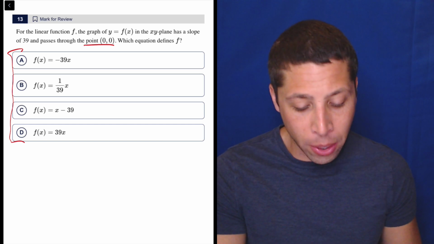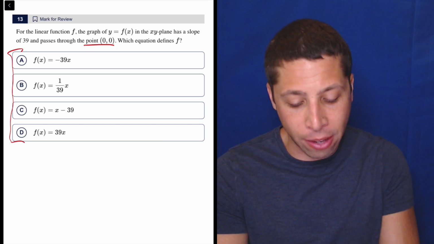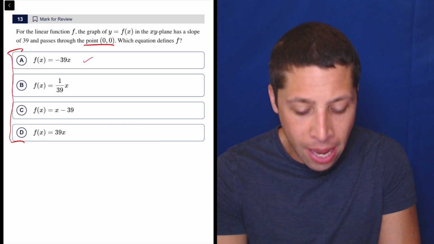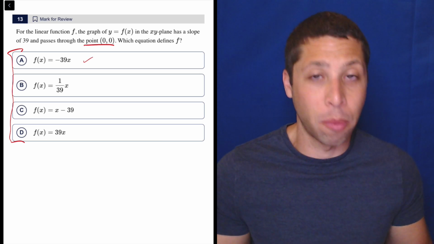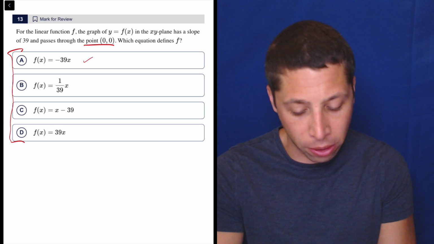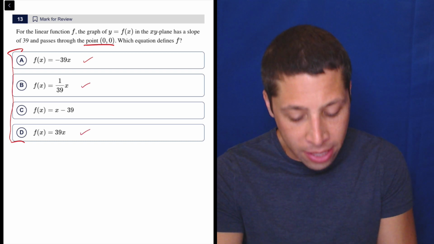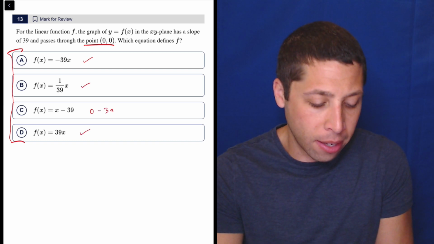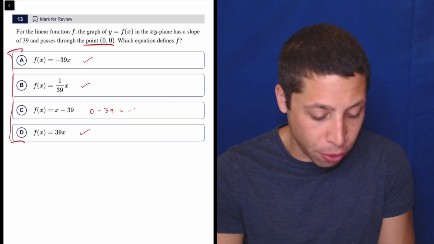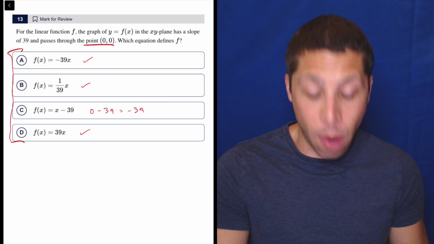So if we plug that point in, though, everything's going to kind of work out. If we plug in 0 here in choice A, we're going to get negative 39 times 0, which is 0, and that's what we want the f of x side to be. So that works out. D is going to work out. It's only choice C where if we plug in 0, we get negative 39, which is not what we want. So that gets rid of that.